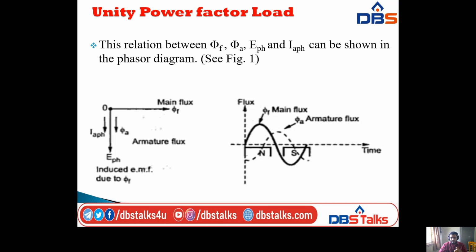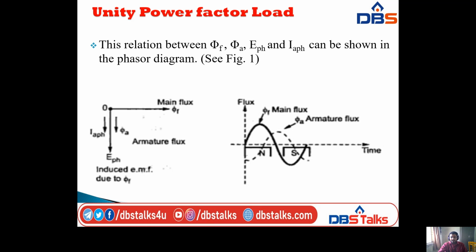On the left side we have the phasor diagram. This phasor diagram gives the relationship between the flux of field and armature winding, and the voltage, that is E phase, the induced EMF per phase, and the armature current per phase. This is for the unity power factor. Here the main flux and armature flux are perpendicular to each other, exactly 90 degrees, and the voltage and current, E phase and I phase, are in phase with each other.